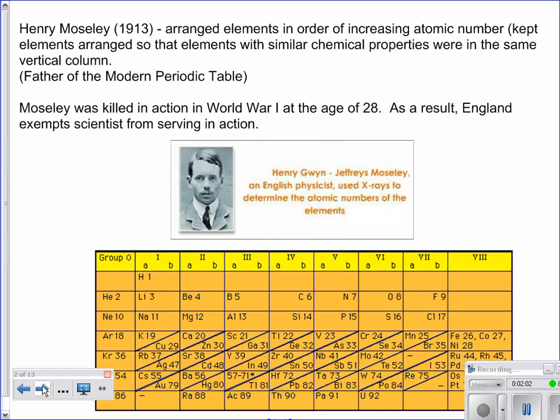Then a little bit later on, Moseley comes along and he fixed things. He's considered the father of the modern periodic table. So instead of just arranging it by mass, which works most of the time, but not all the time, he arranged it according to increasing atomic number. And it was quite a shame because he was a young man and he did pass away pretty early because he served in the war and got killed that way.